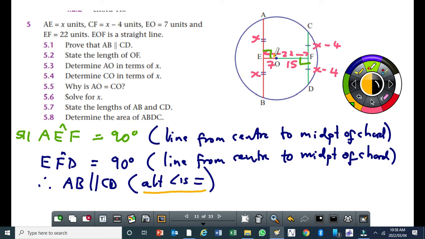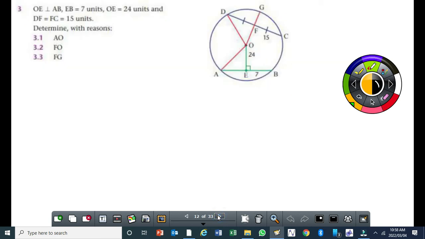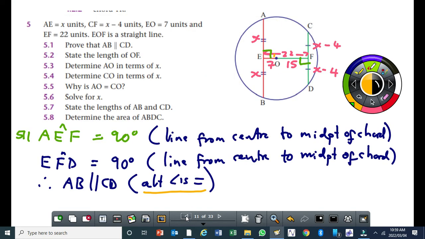Are you following that? So this is the first part. Then let's move on to the next one. Diagram, so just give me a second.